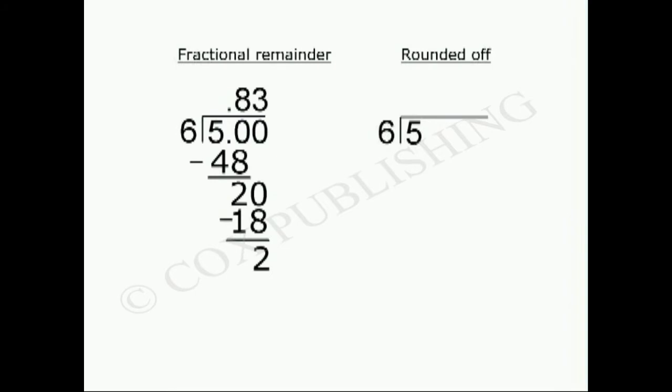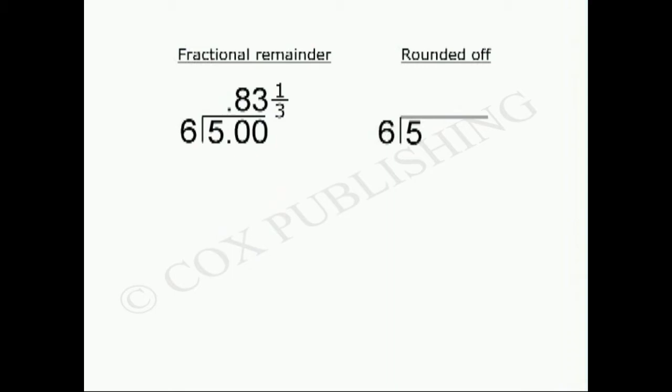In the first problem, we divide out to two places and we wind up with a remainder of 2. We write that remainder over our divisor, 6, to get the fraction 2/6. We can reduce the fraction to 1/3. So the fraction 5/6 can be rewritten as a decimal number, 83 1/3 hundredths.